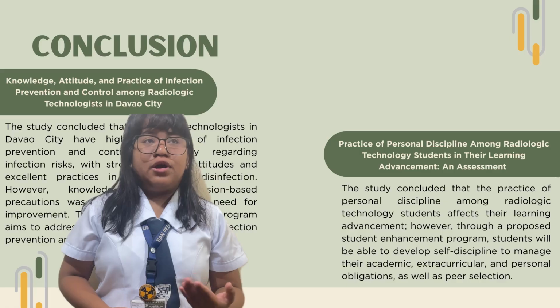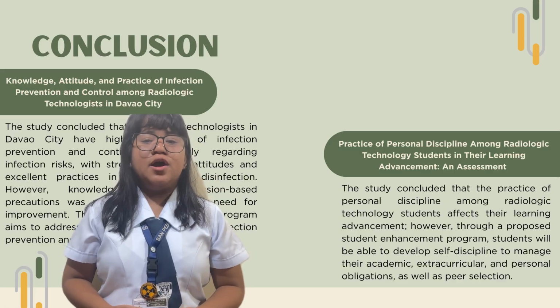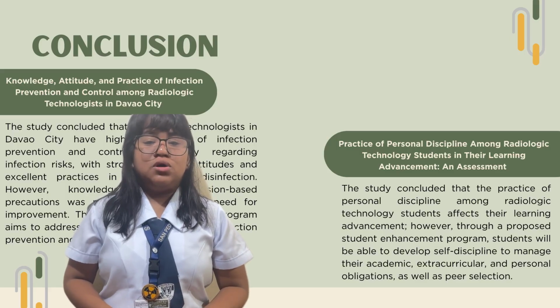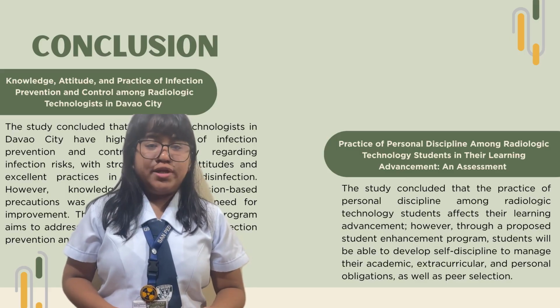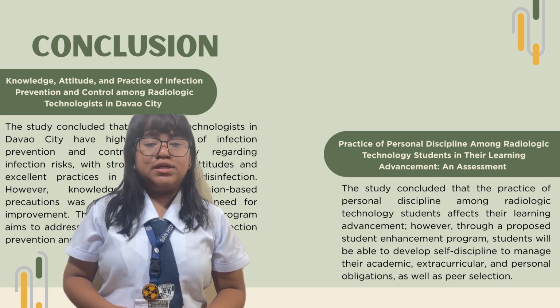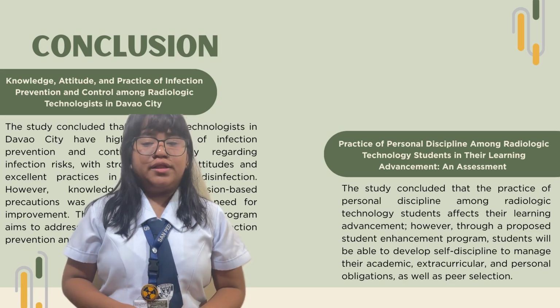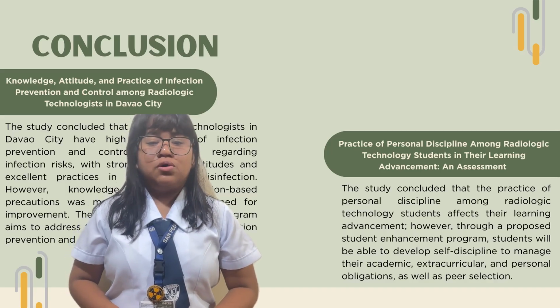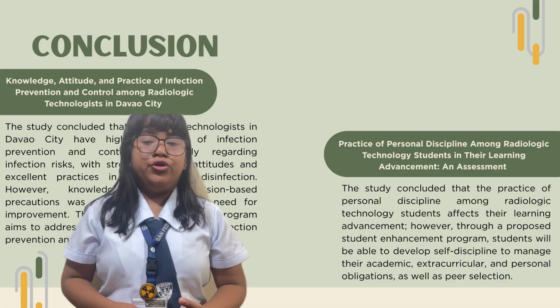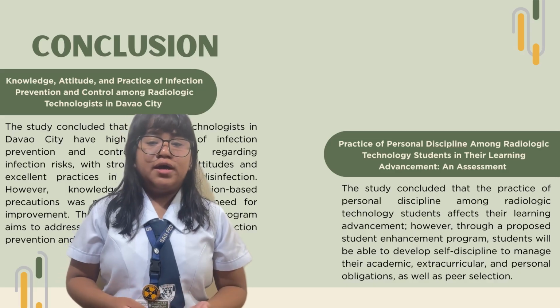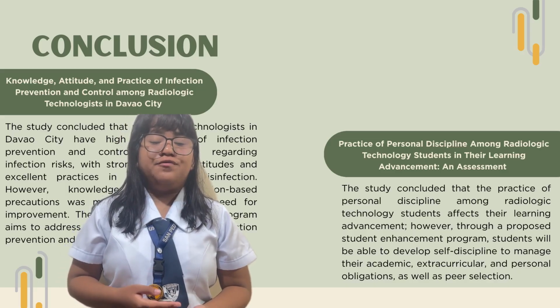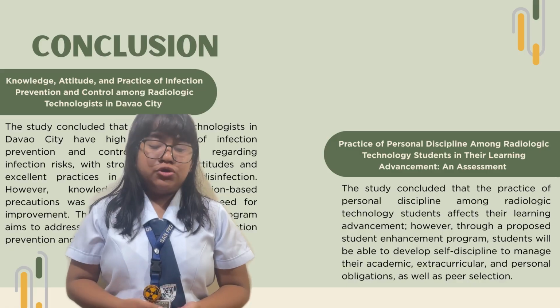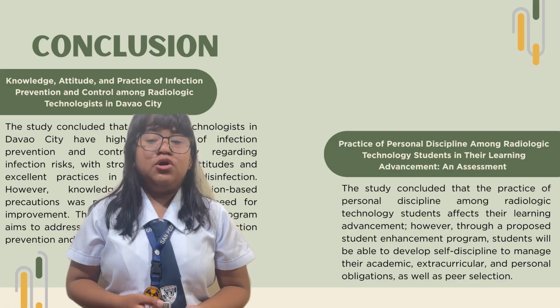The extracurricular activities and personal responsibilities help students improve these skills. So the researchers created a student enhancement program that focuses on developing self-discipline, time management, and responsibility and proper peer selection. So both articles show that continuous improvement is important. So professionals need stronger knowledge in infection control, and students need stronger personal discipline to succeed.